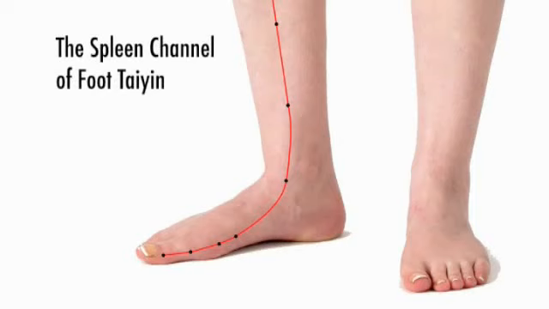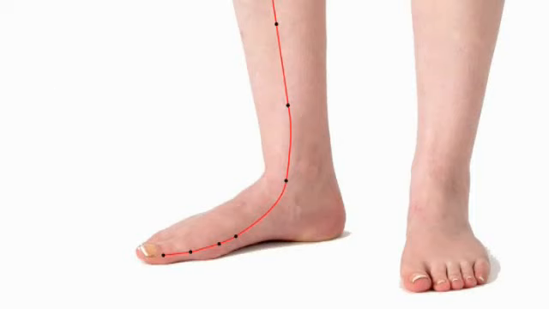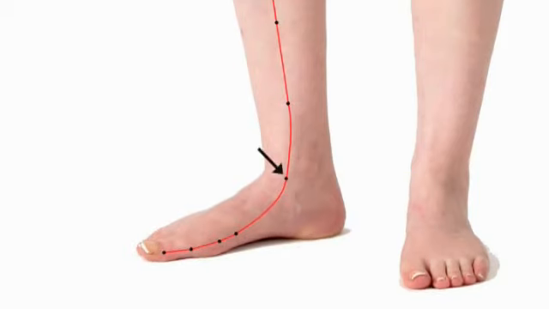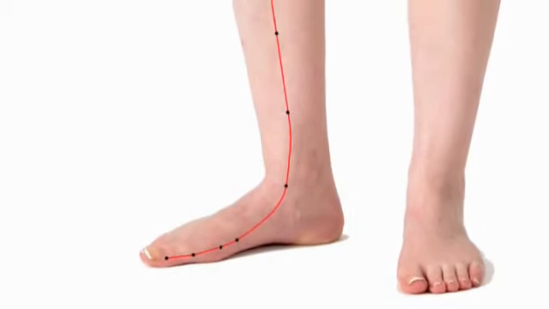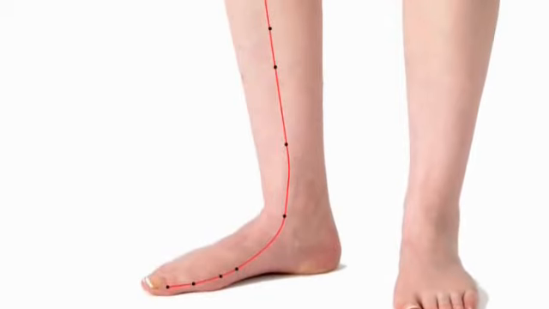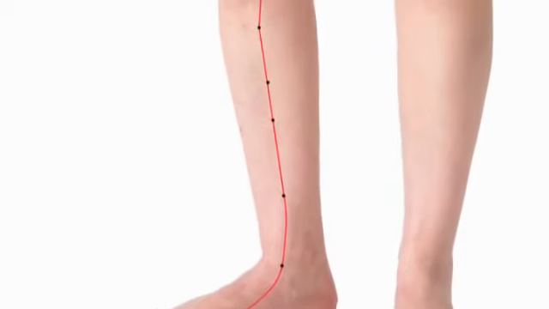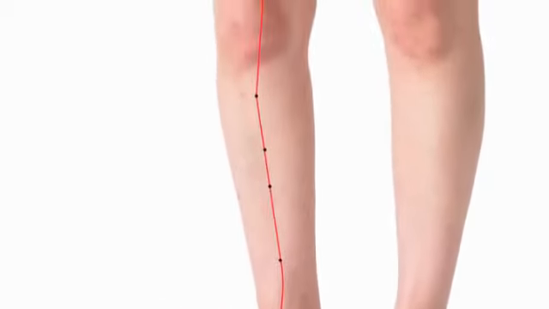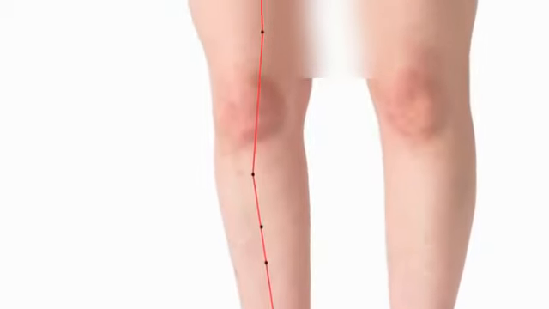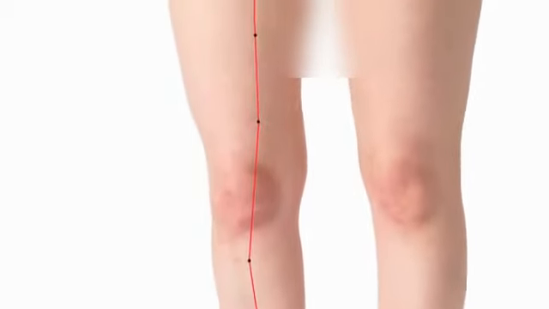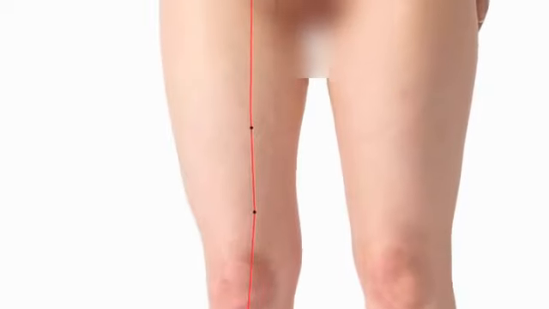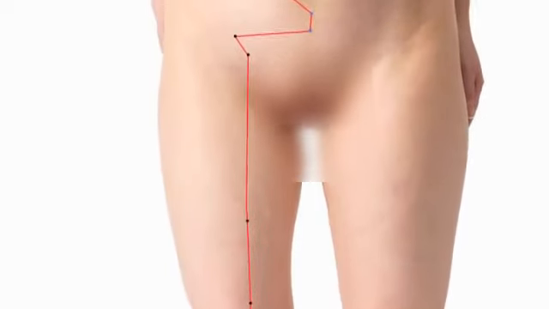The spleen channel of Foot Tai Yin starts at Spleen 1 on the medial aspect of the big toe. It ascends the medial aspect of the foot, passing inferiorly and anteriorly to the medial malleolus. It ascends the medial aspect of the lower leg, half a finger breadth medial to the medial crest of the tibia. It ascends the anteromedial aspect of the thigh, passing onto the abdomen, where it meets with Ren 3 and Ren 4.